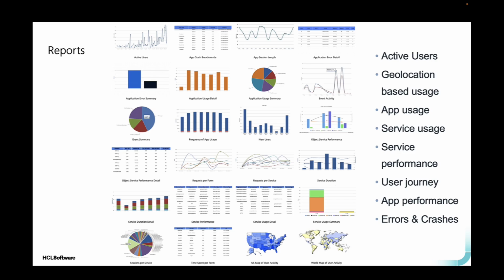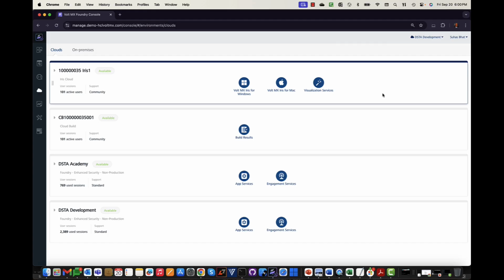The standard out of the box reports are numerous in number, as you can see. They give you different types of information. I'll go through details of this while demoing the same, but at a high level they provide information like how actively the app is being used, from where it is being used, what apps are being used, how the services are performing, how frequently they are being used, what is the journey that the user is taking up, and errors and crashes, if any. With that, let's jump to a demo.